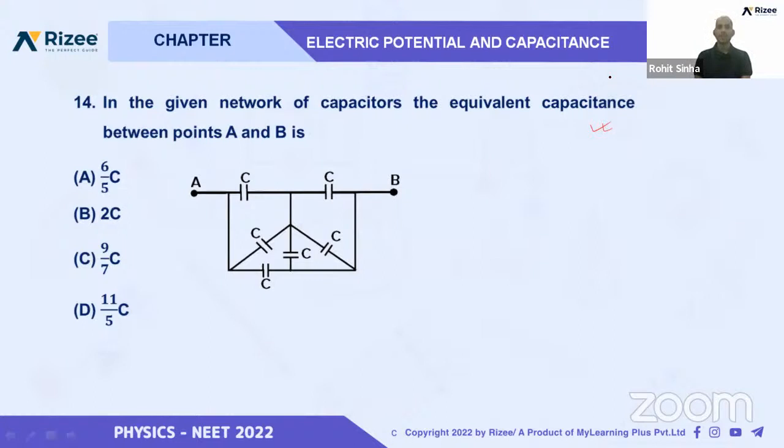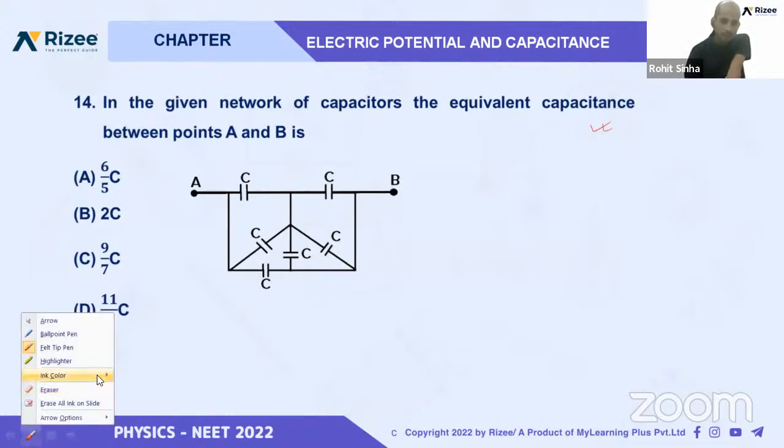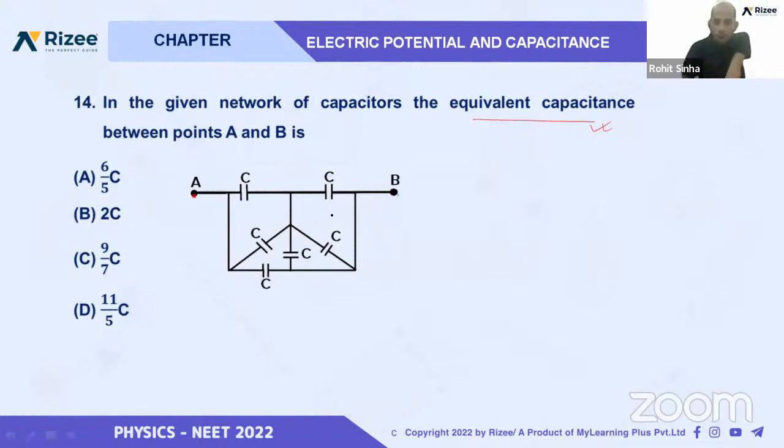We have to find the capacitance between A and B. Try this question, all of you. Take 10 seconds and try this. It is asking what the equivalent capacitance between A and B will be. How do we find the equivalent?